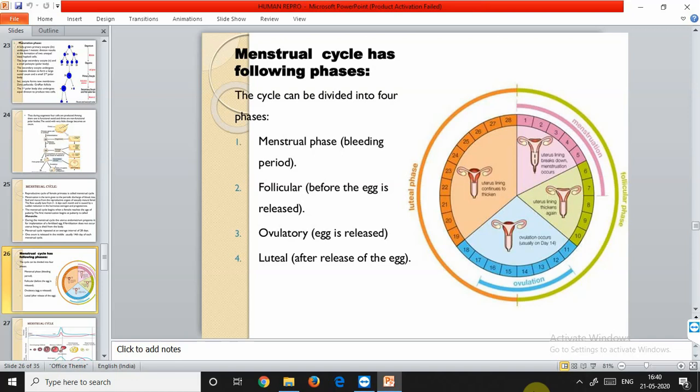So in the life cycle of a human female, this cycle plays a very important role. The starting of this cycle is called the menarche, and the ending of this cycle is called the menopause. So we'll talk about the menarche first. It occurs mostly at the age of 10 to 13, or maybe 15 sometimes, when puberty hits the female. So this is the menarche.